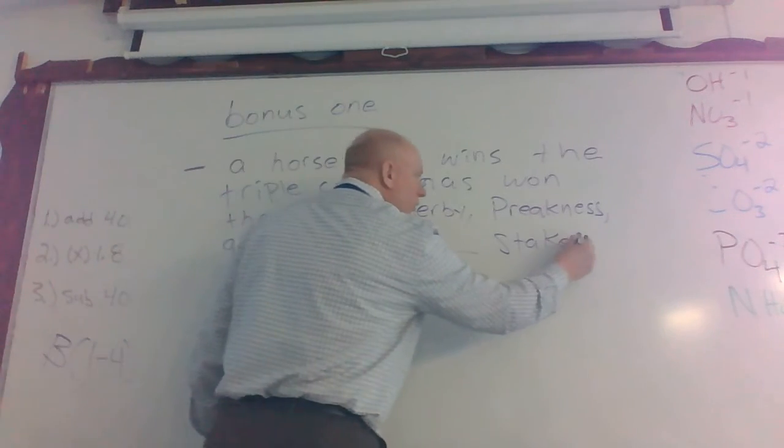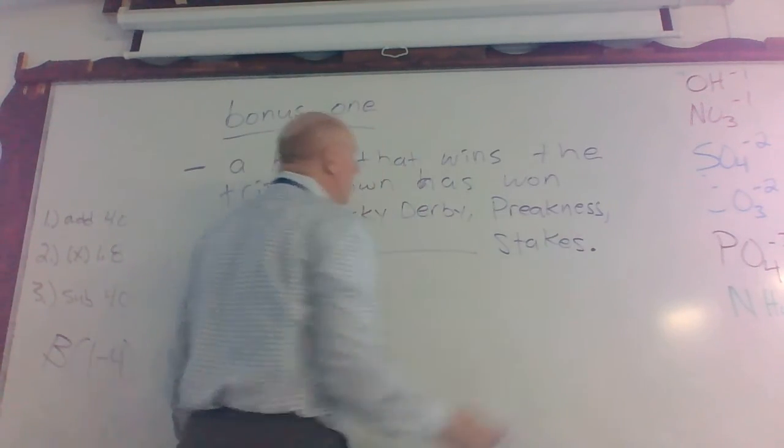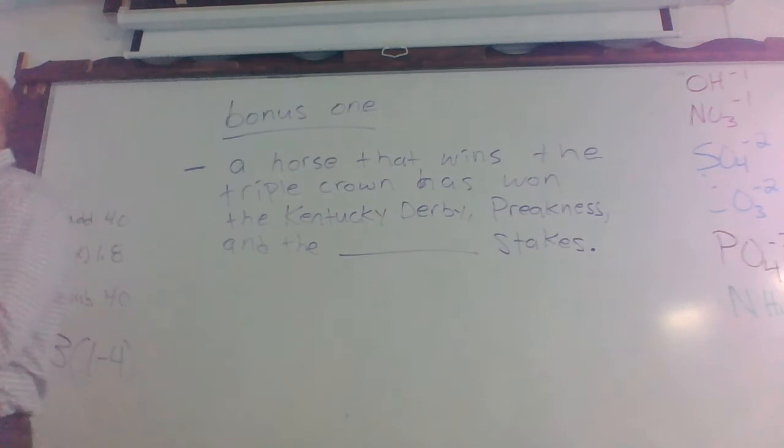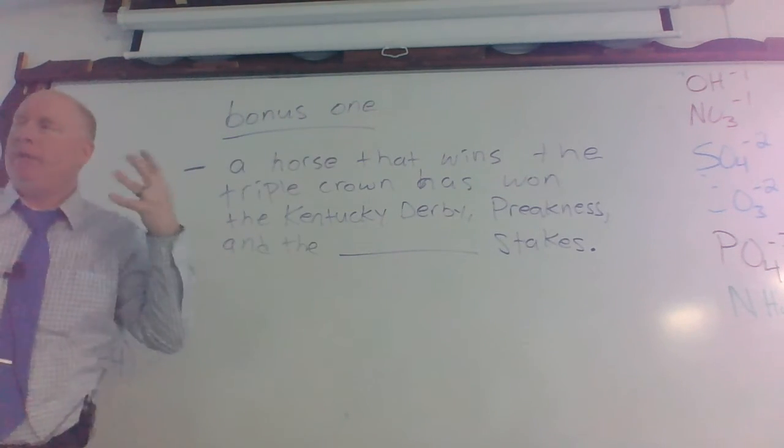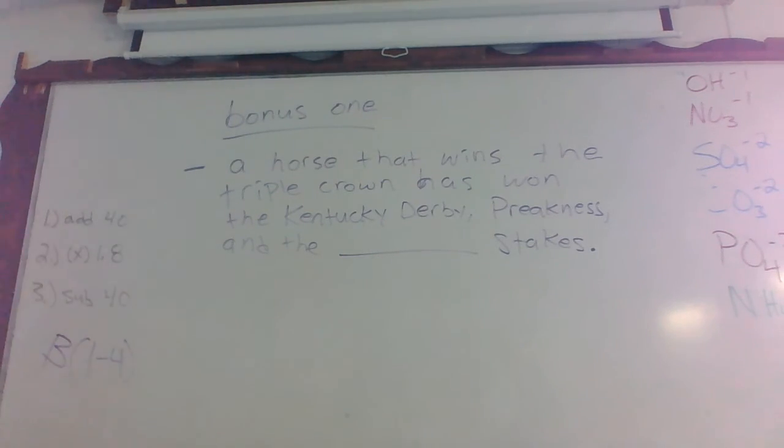I can't remember if this is plural. Okay, so baseball has triple crown winners, means they have the highest batting average, the most home runs, and the most runs batted in. That's a triple crown winner. It comes from this, talking about horses. If they won the 3 big races, the Kentucky Derby, Preakness, and the blank state. If they win all 3 of those, that is a horse who has won the Triple Crown.